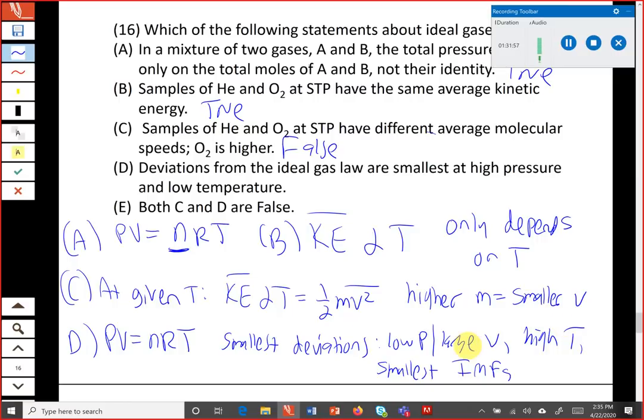So if you want the smallest deviations, what we're looking for, in this answer choice, it says deviations are smallest at high pressure and low temperature. That's the opposite of what should be true. So this one is also false.